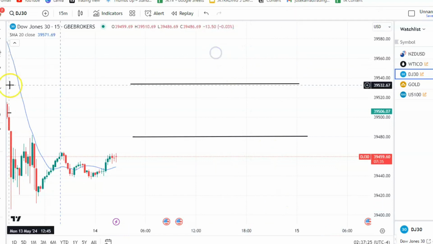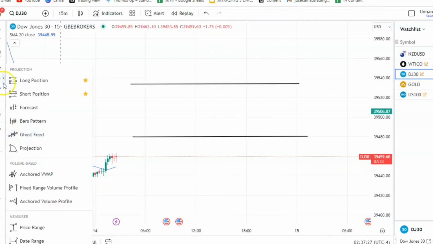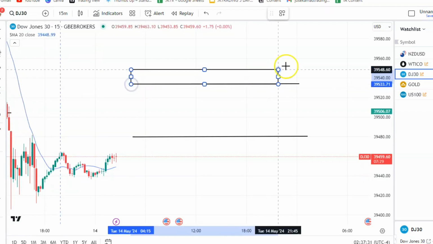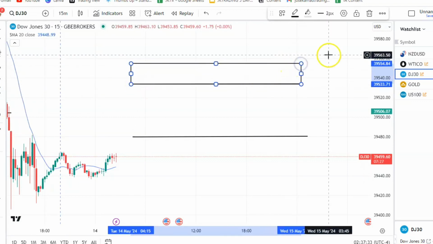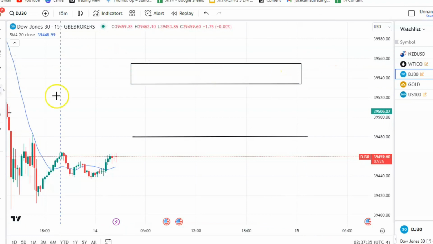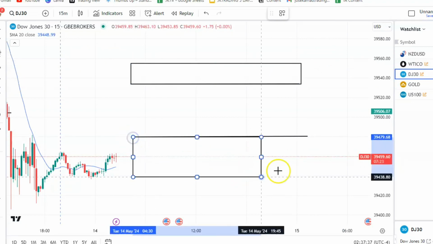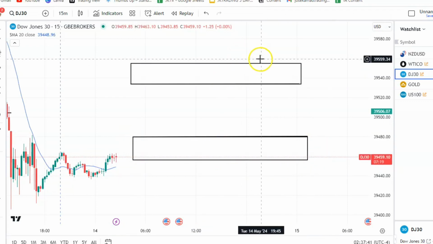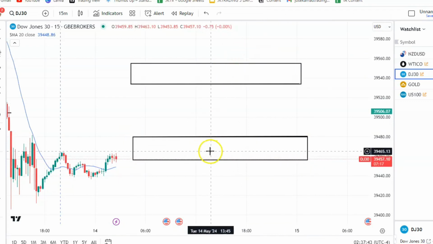Now, another thing that is very important is that we want to trade when price comes to either extreme. So nothing inside, all of the trading is happening outside of that high and that low.